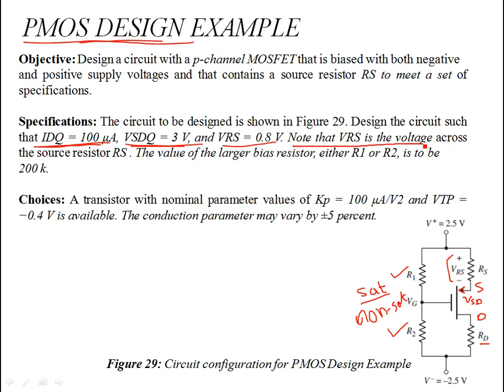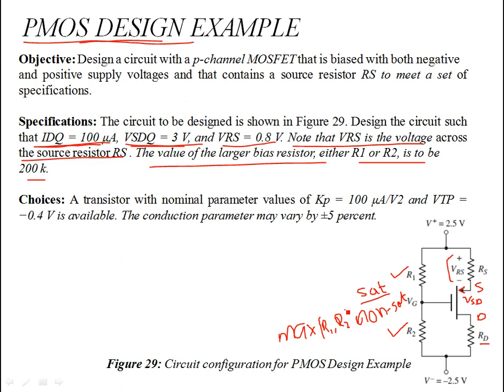Note that VRS is the voltage across the source resistance. In the previous example of NMOS, we didn't consider any source resistance. So now we have this source resistance. The larger bias resistor, either R1 or R2, is to be set to 200K. So whichever is larger of R1 and R2, the biasing resistors, the maximum of R1 and R2 is to be set equal to 200K.